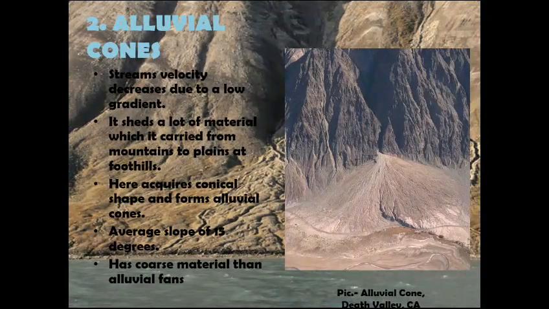When the stream's velocity decreases due to low gradient, it sheds a lot of material near the foothill. The material which it carries is a coarser alluvium, coarser than the alluvial fan material. That is why it's a bit different from alluvial fan. Its average slope is 15 degrees. It acquires a conical shape where it gets deposited. That is why it is called alluvial cone. Here we have alluvial cone of Death Valley, California.